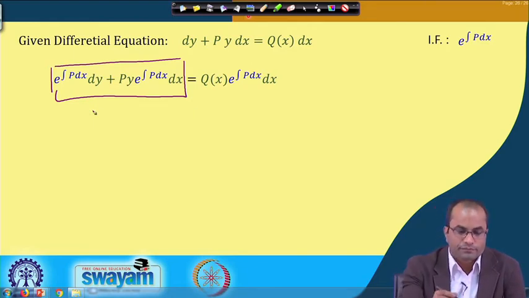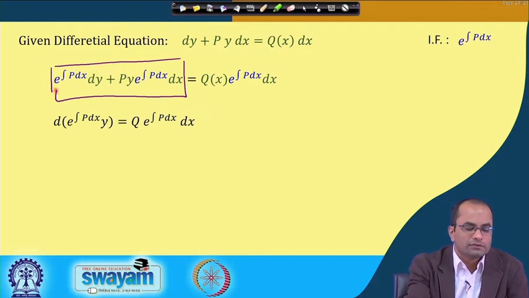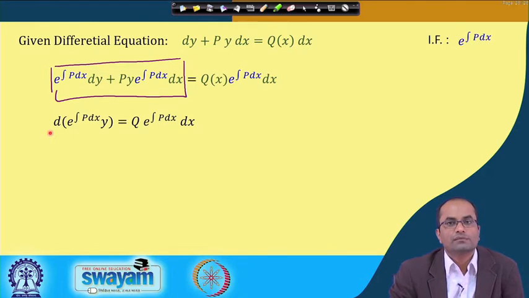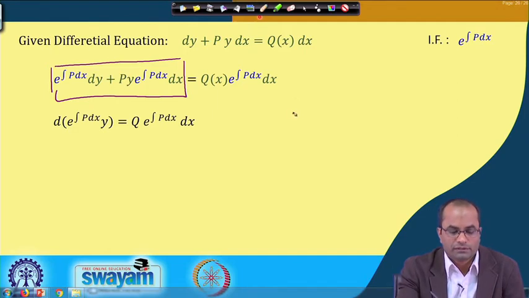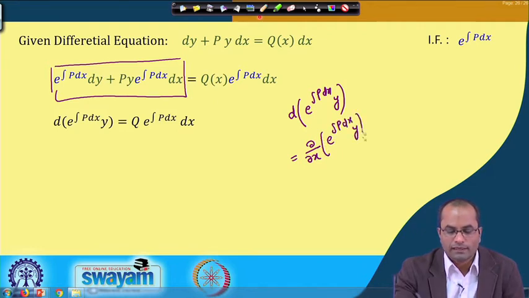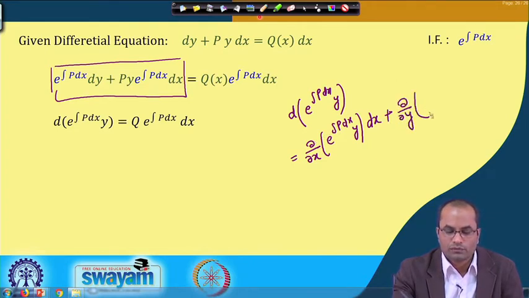So, it is clear now that the left-hand side is nothing but the differential of e to the power of the integral of p dx, times y. Why is this the differential? If we compute the differential of e to the power of the integral of p dx times y, the definition is the partial derivative with respect to x of this given function, times dx, plus the partial derivative with respect to y of this given function, times dy.